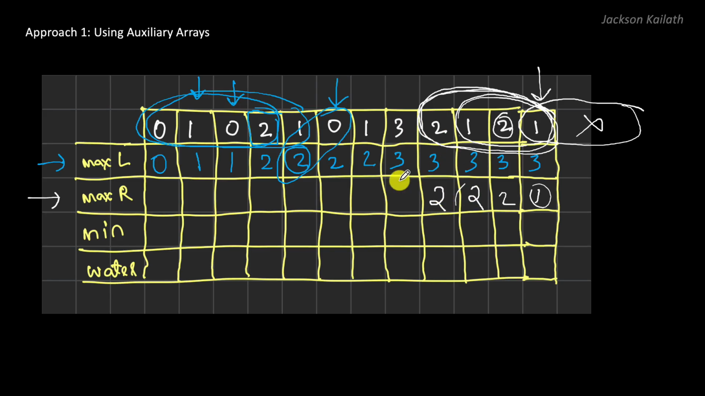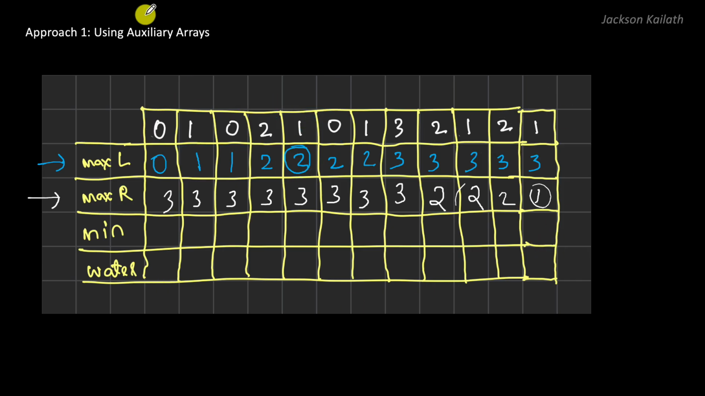And then we have 3 and 2. The maximum between these two is 3. And over here also we would have 3 because that's the maximum between 1 and 3. Similarly, over here also we have 3, 3, 3, 3, 3, and 3. All right. So far we have filled the maximum left and maximum right auxiliary arrays.